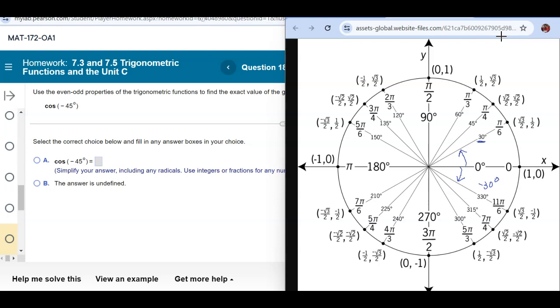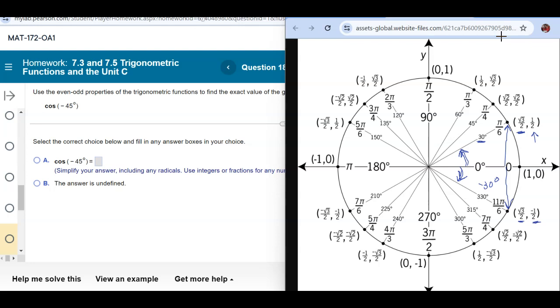And if you notice what happens, the cosine, the x-coordinates, are exactly the same. Same value and same sign. But the y-coordinates, the 1/2 here, because I'm going up, remember y is how far up we go off the x-axis or down. Because I'm going up if I go counterclockwise, and going down if I go clockwise, I end up with the opposite y-coordinate. And that's what it means to be an odd function.